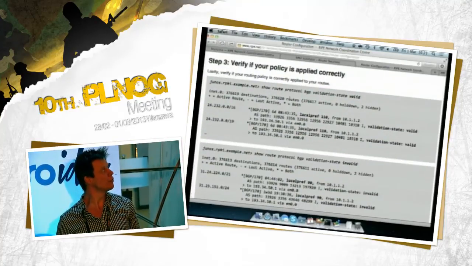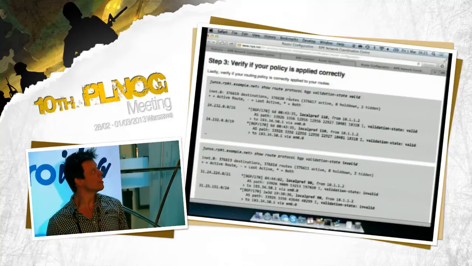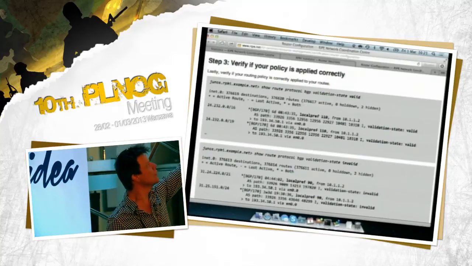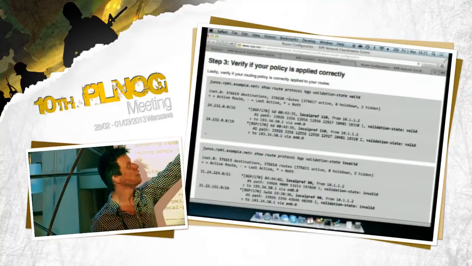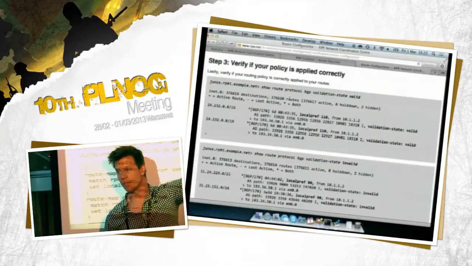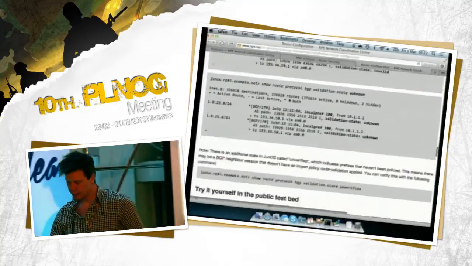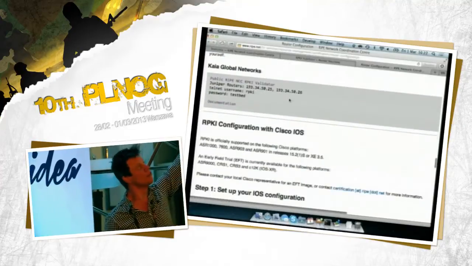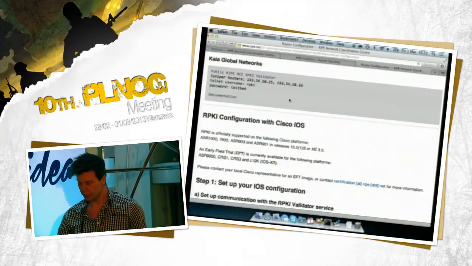And this is the one for Cisco IOS. So bgp rpki server tcp, the IP address, the port, and the refresh time. Then you apply your configuration. So you set up your route maps.